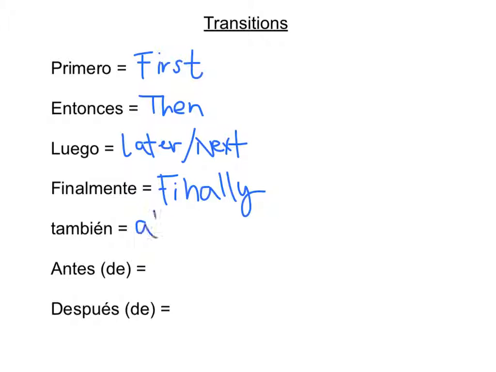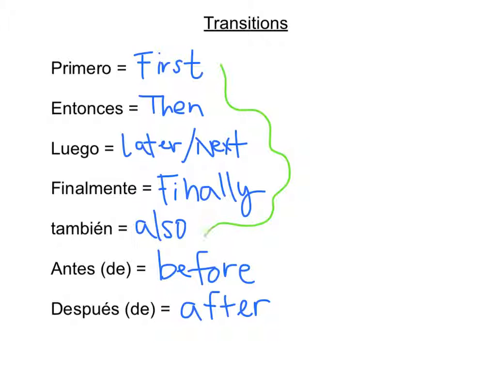También, also. I put this one on here, not really a transition, but this is a word that is very easily used in just about anything that you write about or talk about. Antes, before, and después, after. So these ones up here are pretty self-explanatory with how you use them. The tricky ones are before and after, so I do want to talk about those ones a little bit.